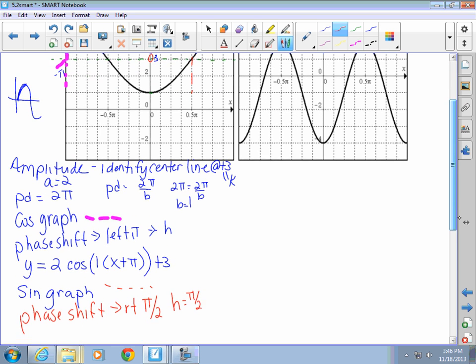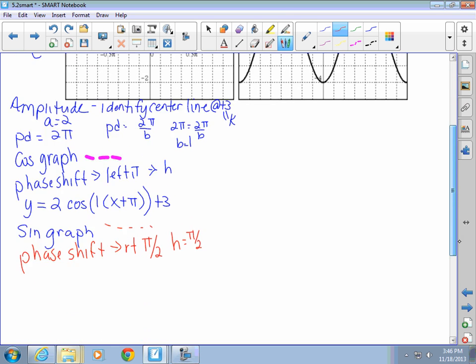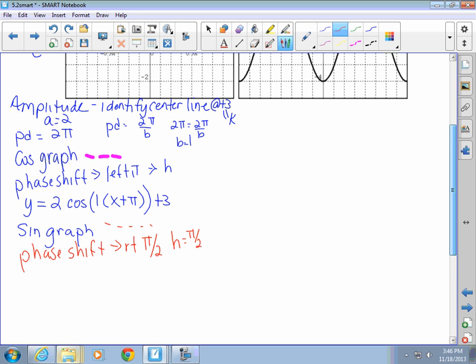So when I put this all together, for my sine graph, I would have y equal to 2, because my amplitude is 2, sine, my b value is still 1, so whether you write that in there or not doesn't really matter, but it's going to be x minus pi over 2, and then my shift of 3.